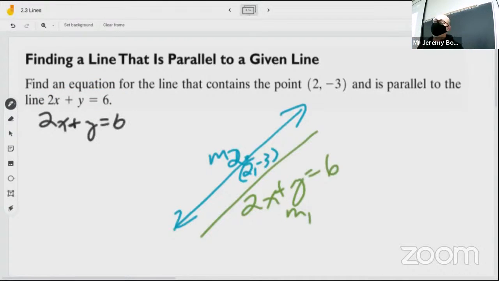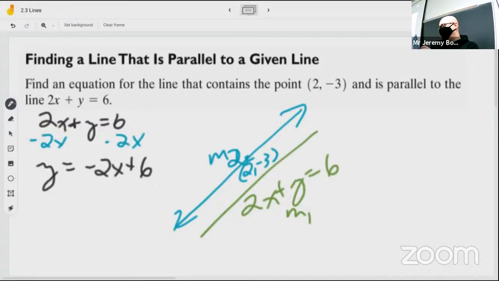There's a couple of ways to do it. Probably the easiest way is to solve for y. Get it into y equals mx plus b, slope-intercept form, and the slope will just be there for us to take. So if we subtract 2x from both sides, this one's not too bad. We'll end up with y is equal to negative 2x plus 6, and thus its slope is what? Negative 2 over 1, or just negative 2. Right? And so that means the slope of our parallel line is also negative 2.